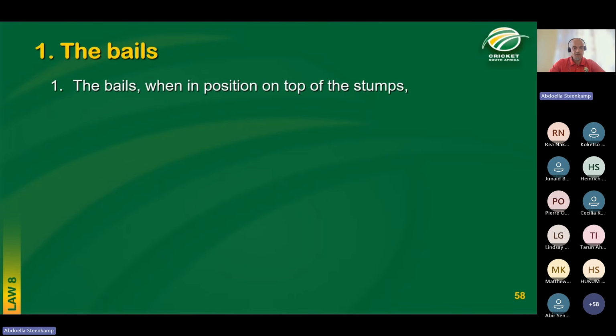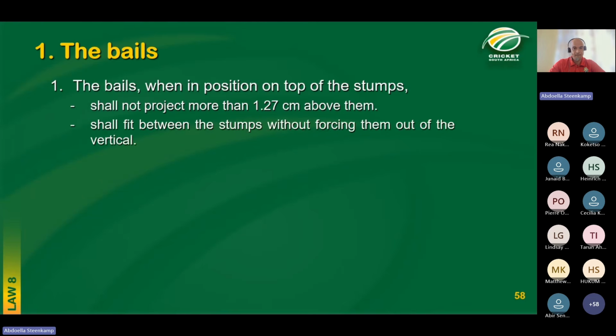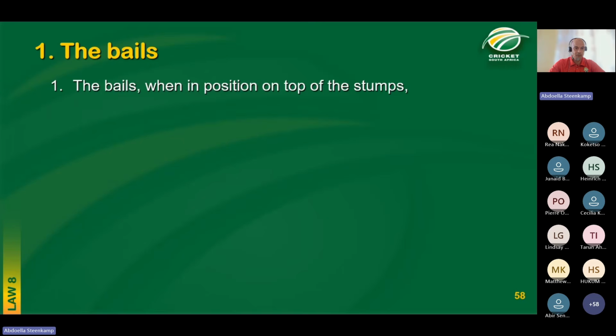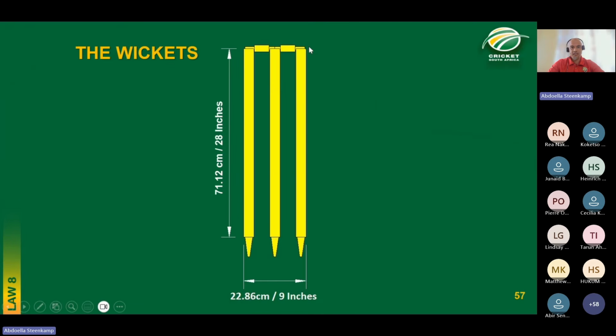Yes, there are bails on top of the stumps, and the law guides us when it comes to these bails. They guide us by telling us when they're on top of the stumps, they shouldn't be more than 1.27 centimeters above them. They need to fit in perfectly into the grooves on top of the stumps. You should not be forcing them in. They should fit perfectly in between those grooves. If I can go back to the picture, here you can see bails will lie vertically and they need to sit in here perfectly.